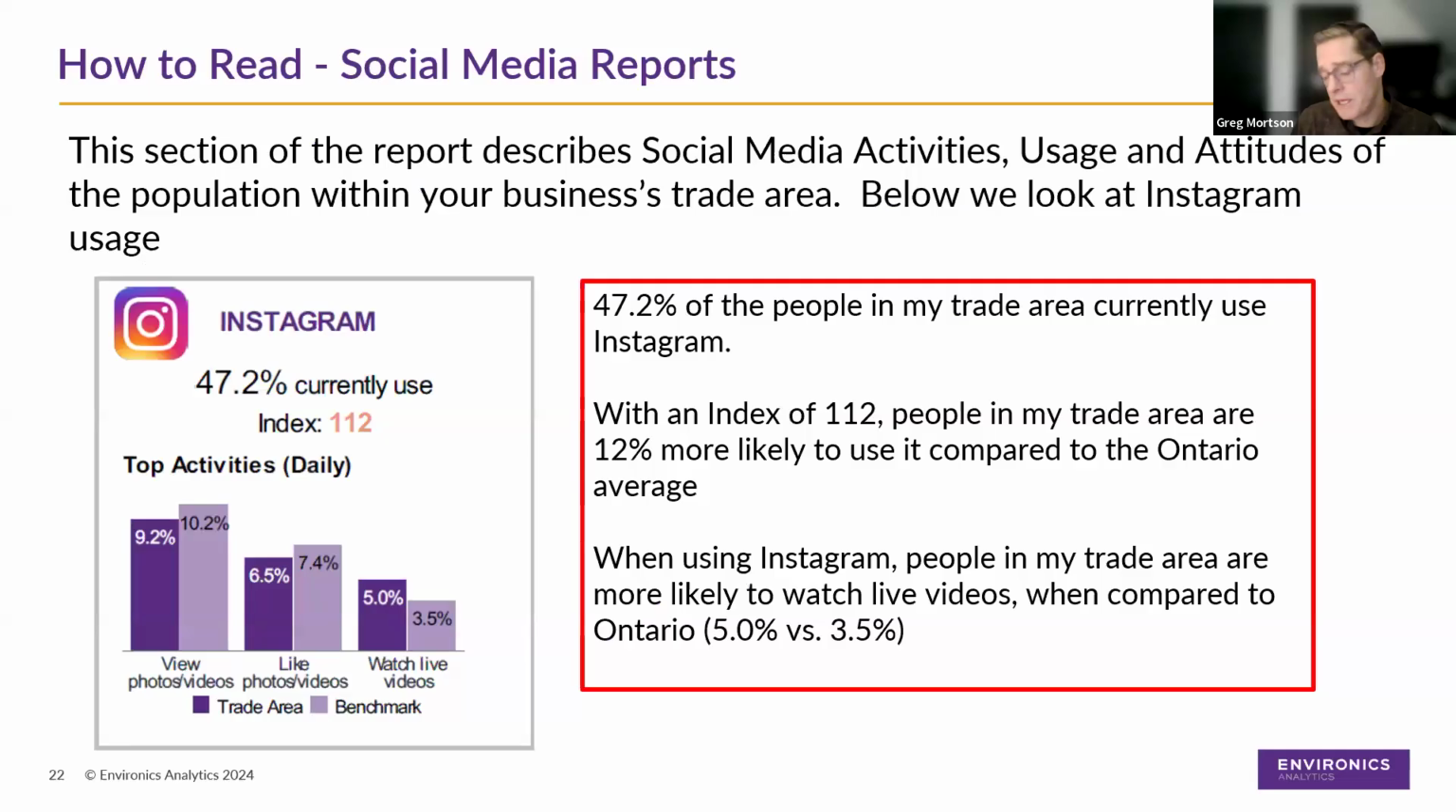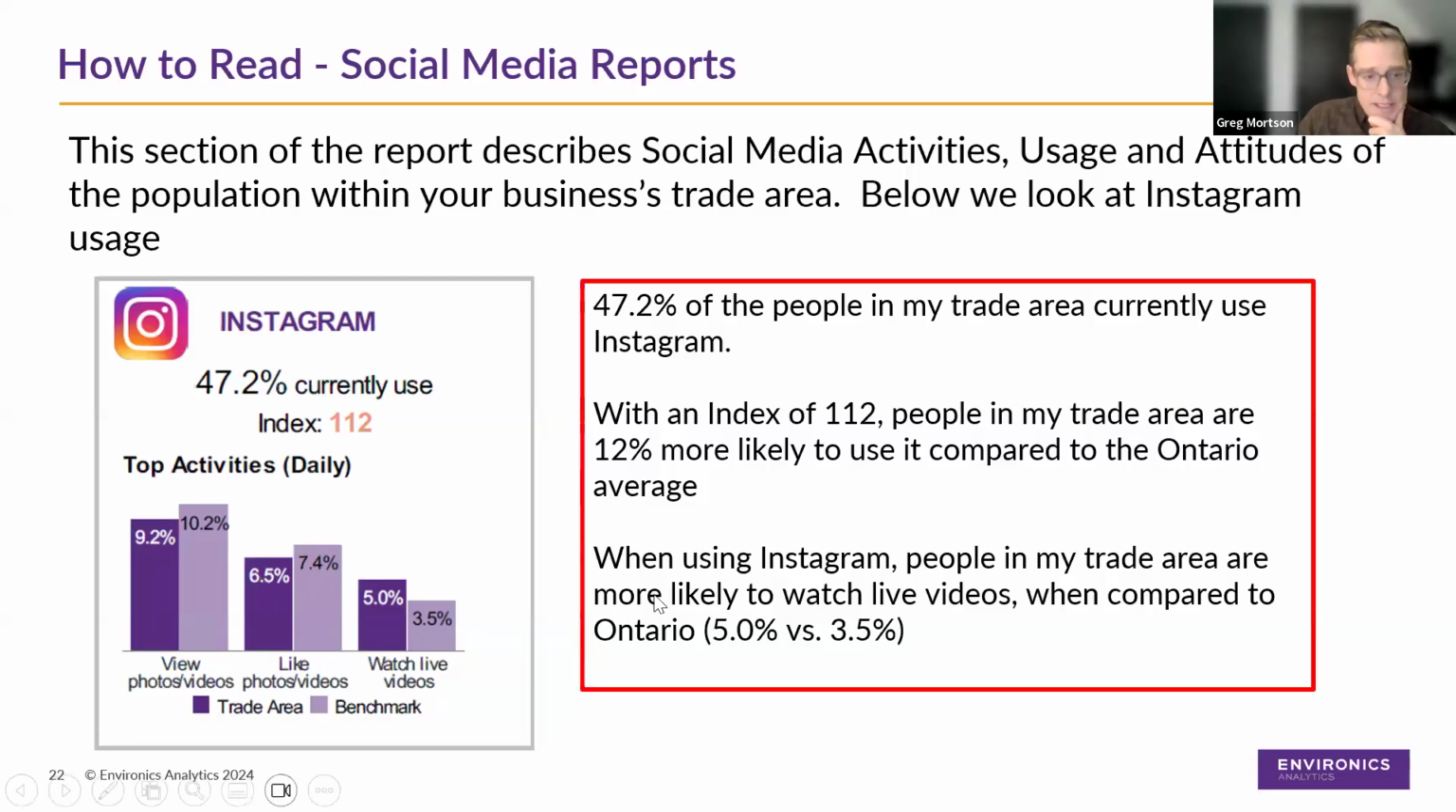But we also have social media here too. So we have behaviors around different social media channels that households and people use in your trade area. In this example, we're looking at Instagram. We can see that 47.2% of the people in my trade area currently use Instagram, and that index is 112. Again, that's letting me know that people in my trade area are 12% more likely to be looking at or using Instagram than the rest of the province.